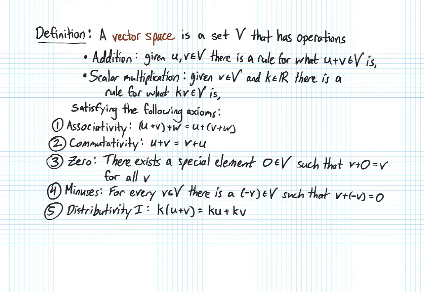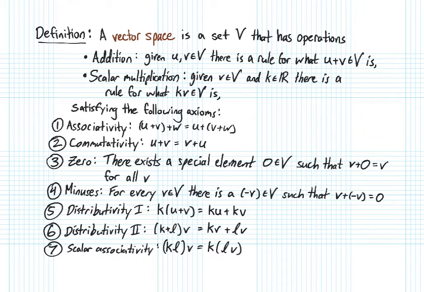The fifth axiom is a distributivity law, which says that if you have k times (u plus v), then that distributes as k times u plus k times v. The sixth axiom is another distributivity law, which says that if you have (k plus l) times v, that distributes as k times v plus l times v. We're not done yet. Almost there, but not done yet.